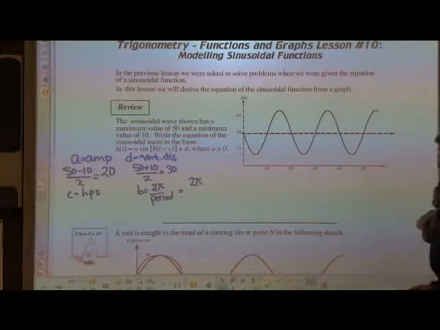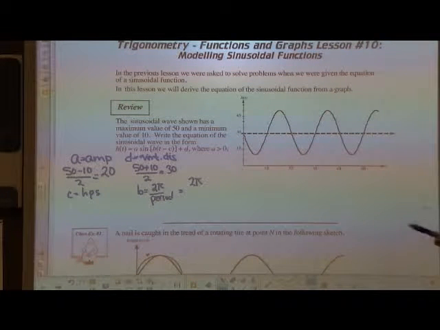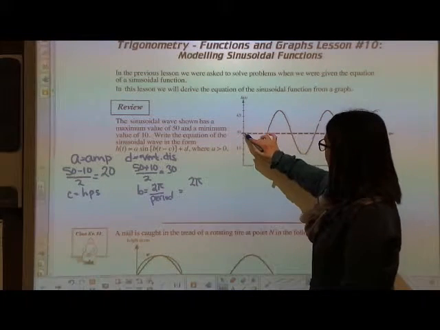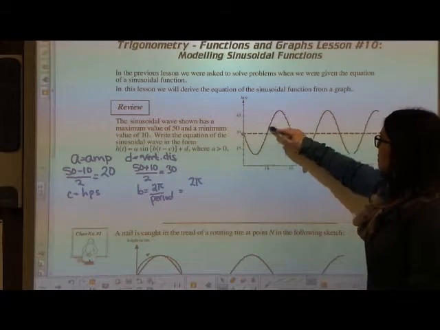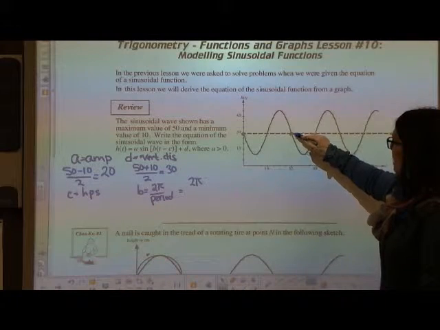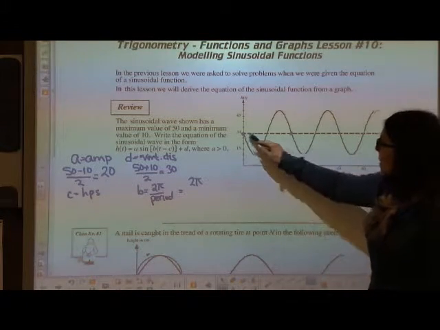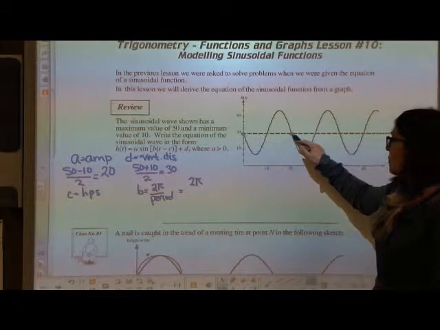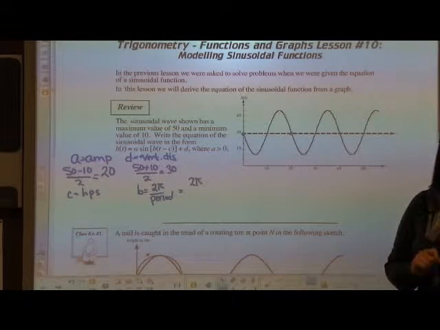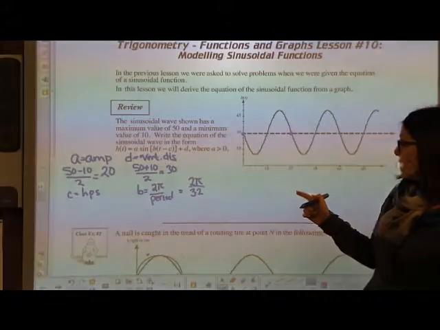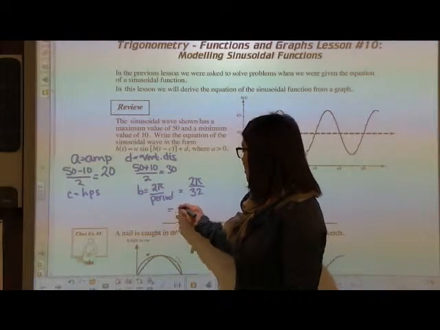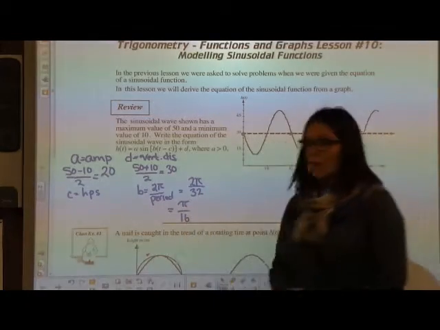So to calculate the period, I either want to go from a max point to a max point, or I need to find some value. So if I look here, I have the 0 mark. It's going down, then it goes all the way up to this point right here. How many units did I have to pass through to get to that point again? 32. So the period is 32. So then my B value becomes 2 pi over 32, which I can simplify to pi over 16.